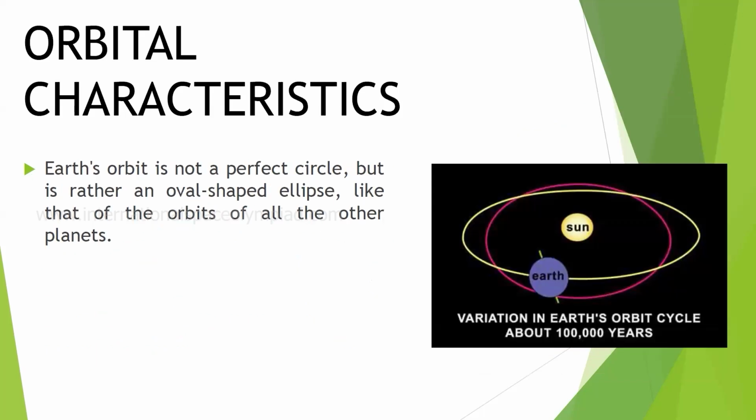Now, Earth's orbit is not a perfect sphere. Oh, I mean, perfect circle. It's called an ellipse. Earth, and every planet, revolves around the Sun in an elliptical orbit.